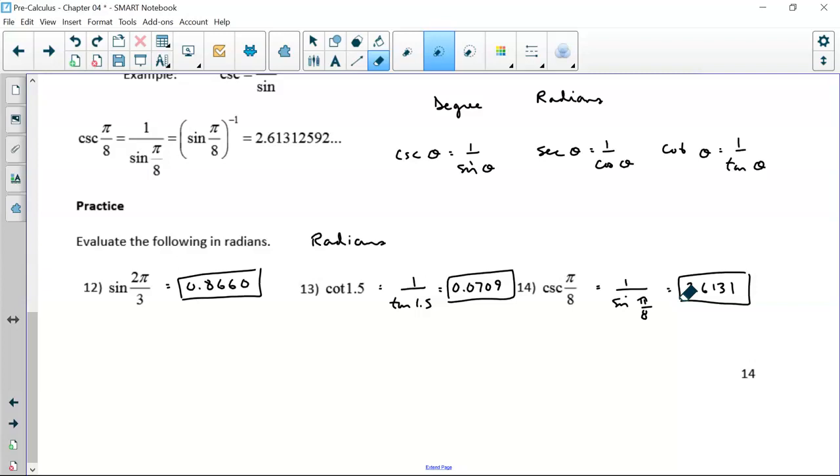Okay, and that is the rest of section 4.2. Working with that unit circle, we're going to have some easier times and some more difficult times. It's all about knowing where the values are on that unit circle.